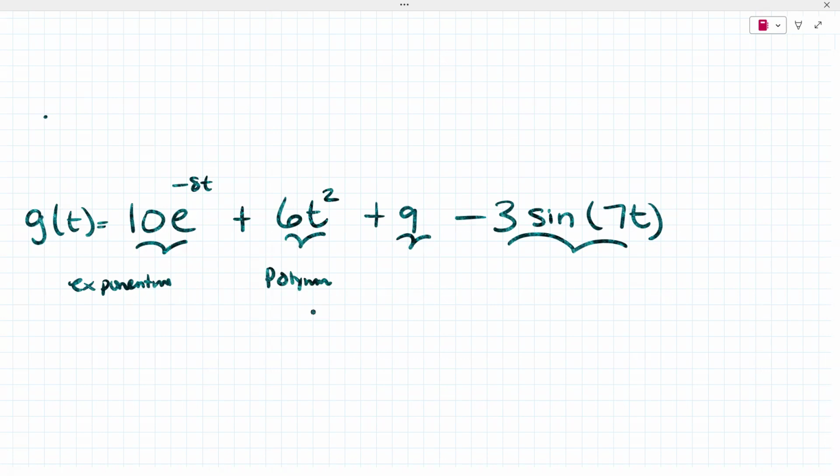What about 9? What is 9? It's a constant, but it's also technically a polynomial. And then what about negative 3 sine of 7t? That is a trig.